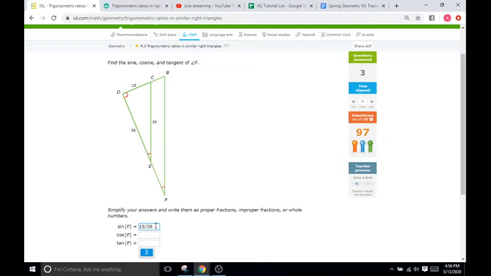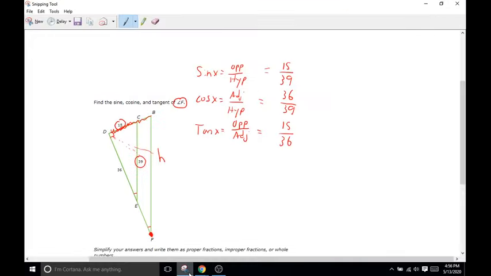We have 15 over 39. Is that something we can simplify? Yes. 3 goes into 15 five times, so we'll divide both the numerator and the denominator by 3. 15 divided by 3 is 5, and 39 divided by 3 is going to be 13. Can we simplify further? No, we cannot.